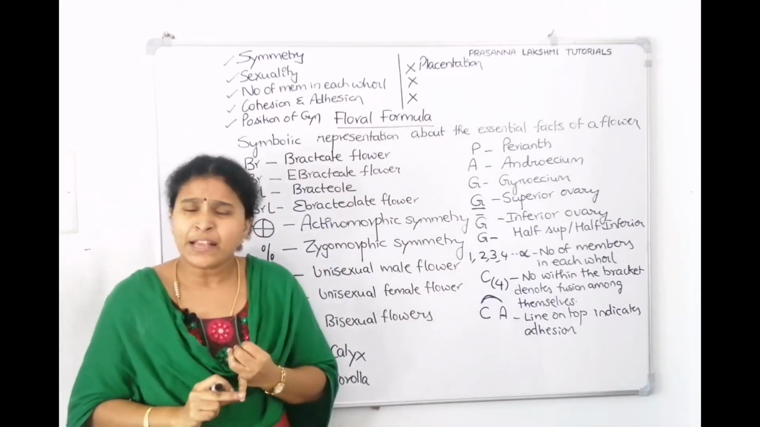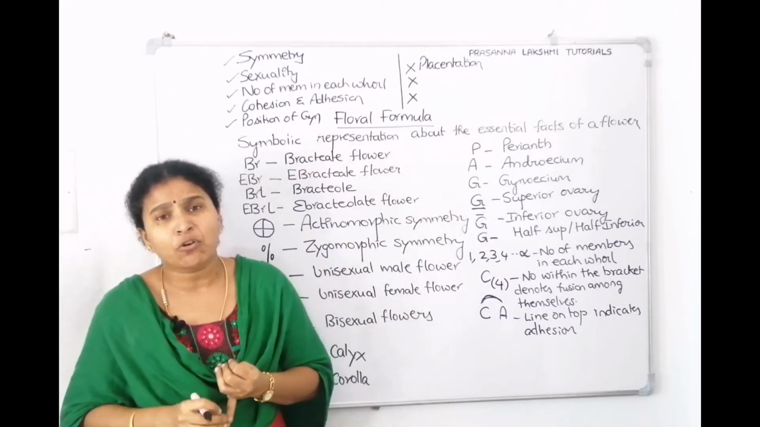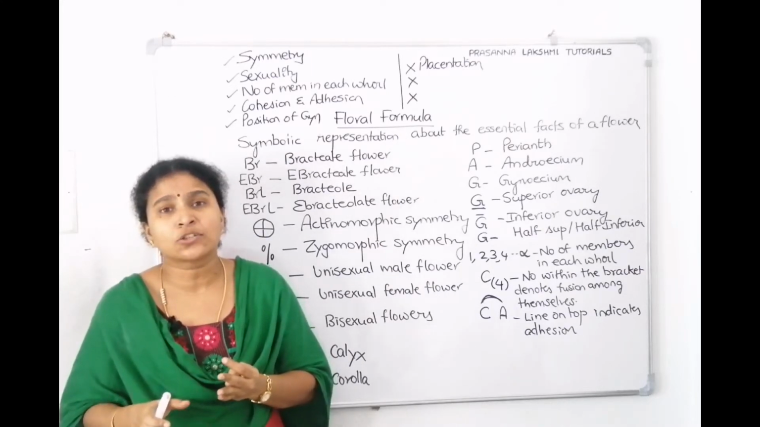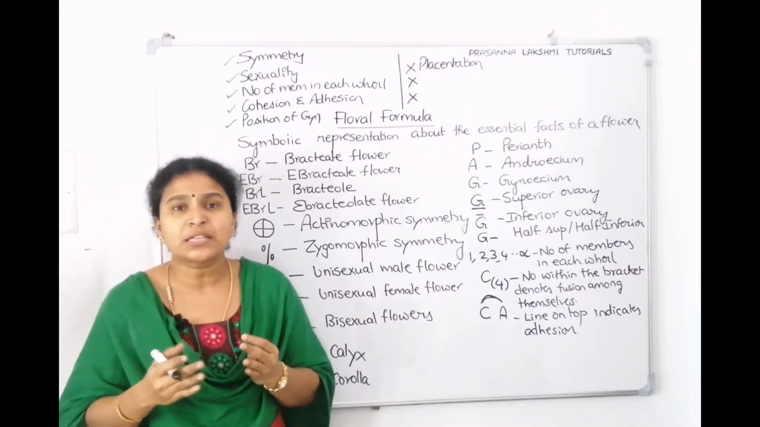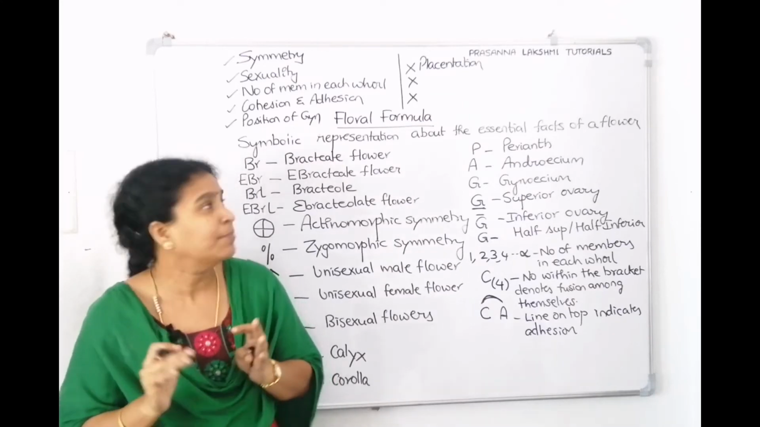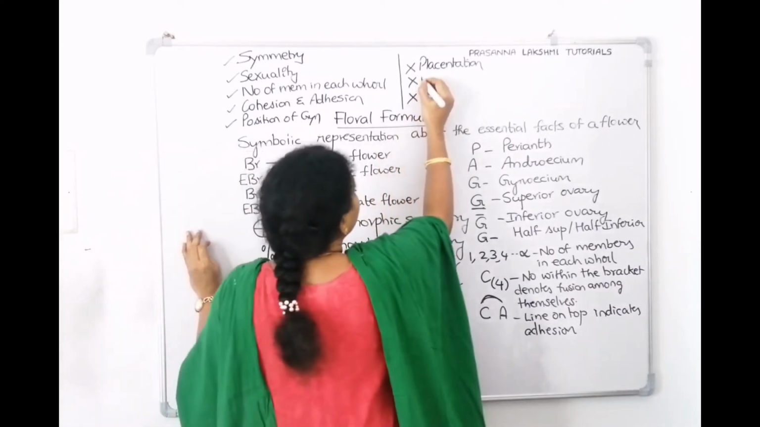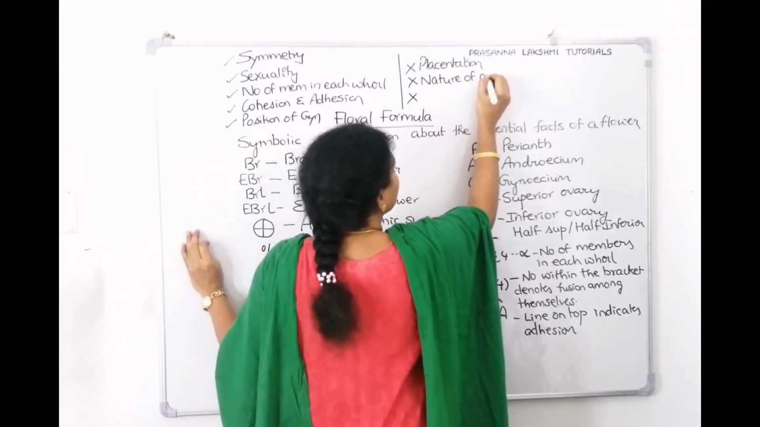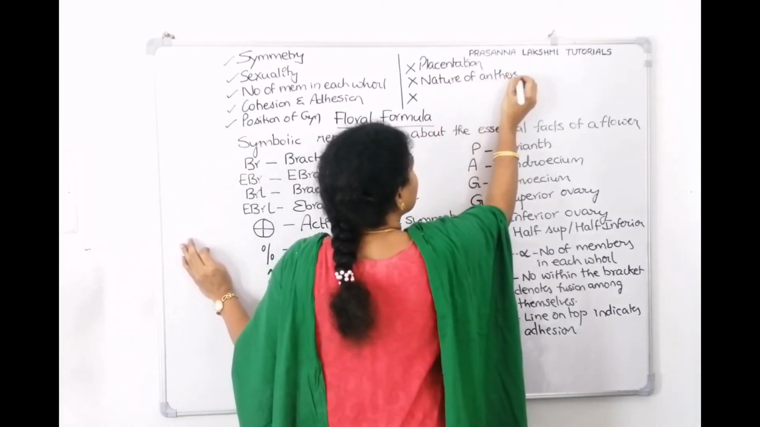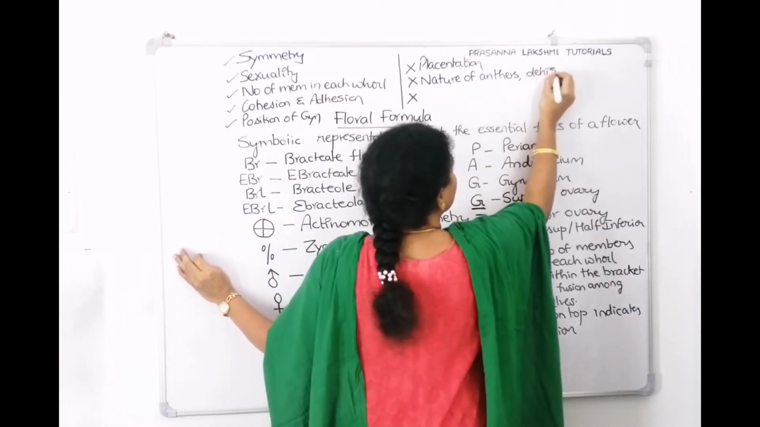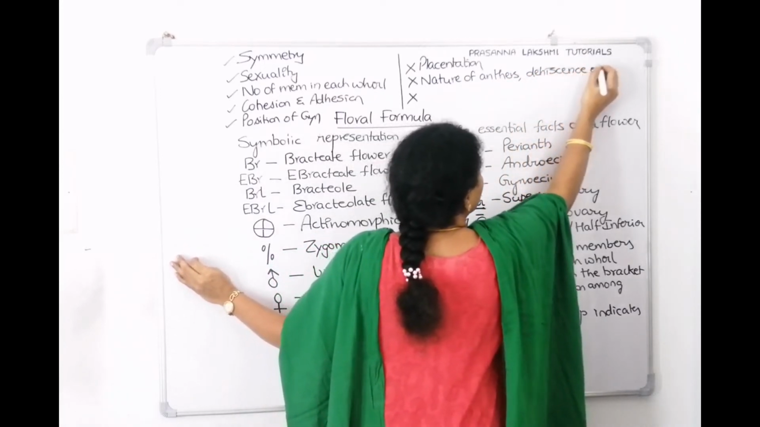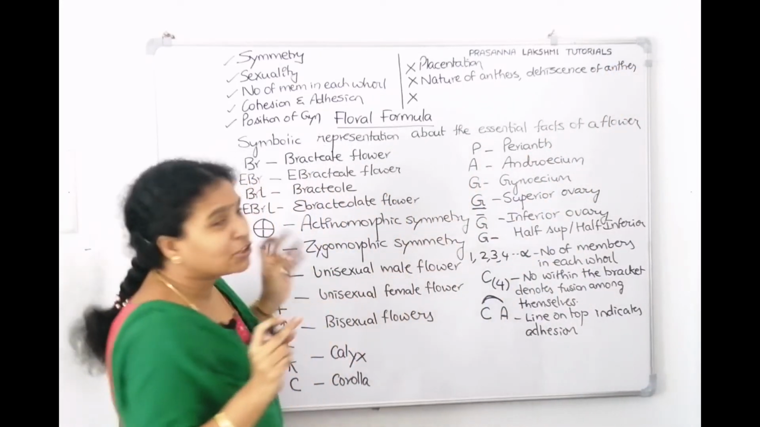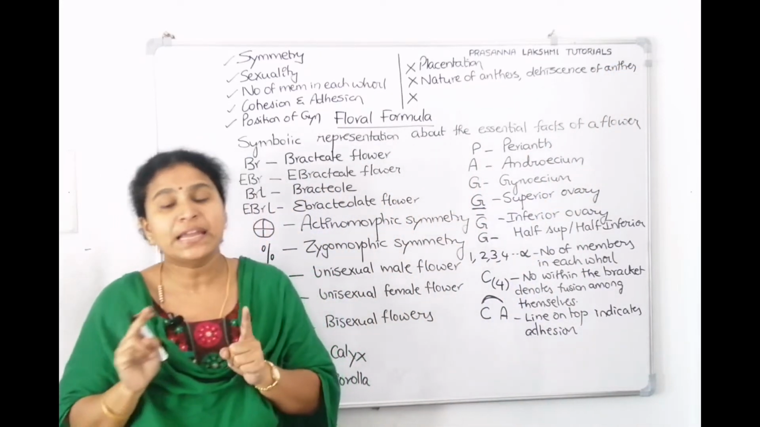Then next one, nature of anthers, whether they are introrse or extrorse, you cannot. And the dehiscence of anthers also, longitudinal dehiscence, porous dehiscence, that also in floral formula you will not come to know. So next I am writing the nature of anthers, you cannot get any clue. Then next, dehiscence of anther. How does it split? Longitudinal, porous, transverse, that also the floral formula will not give you any hint.